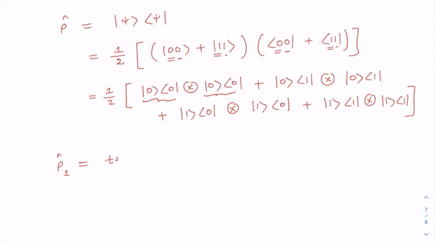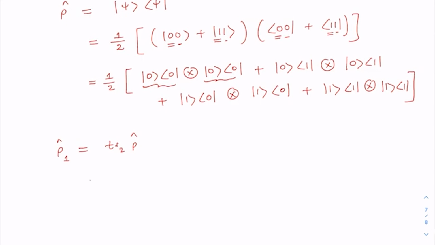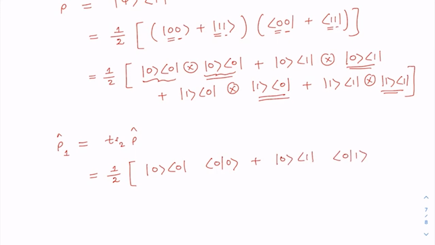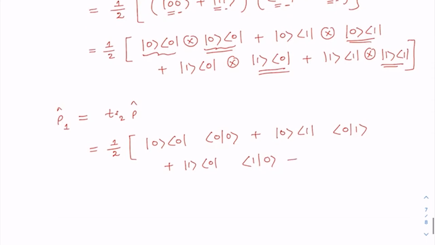I will have to trace out the second transmon qubit. So I will take the trace over the second transmon qubit, and as you know, when we take the trace operation on the second qubit here, this outer product will simply become the scalar product, and I will have it like this here: ⟨0|0⟩ for the first term, ⟨0|1⟩ for the second, ⟨1|0⟩ here, and ⟨1|1⟩ here.